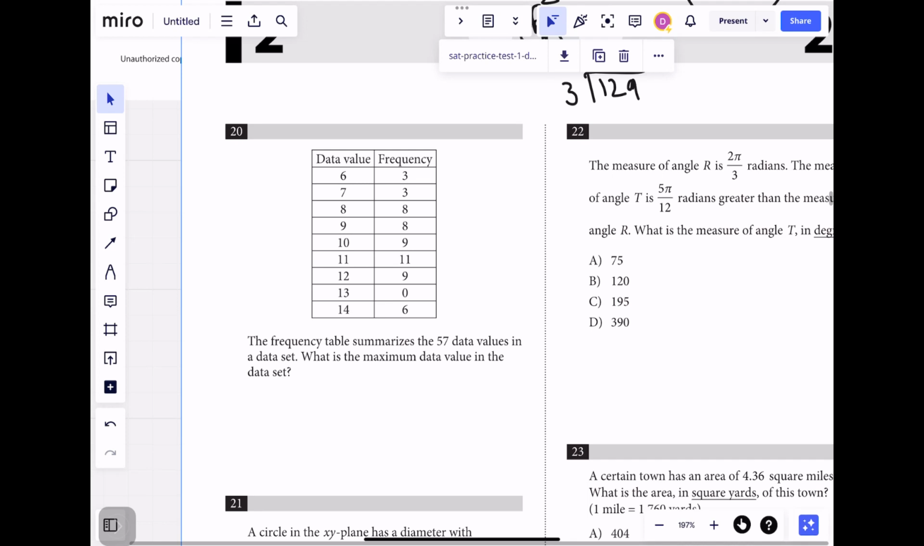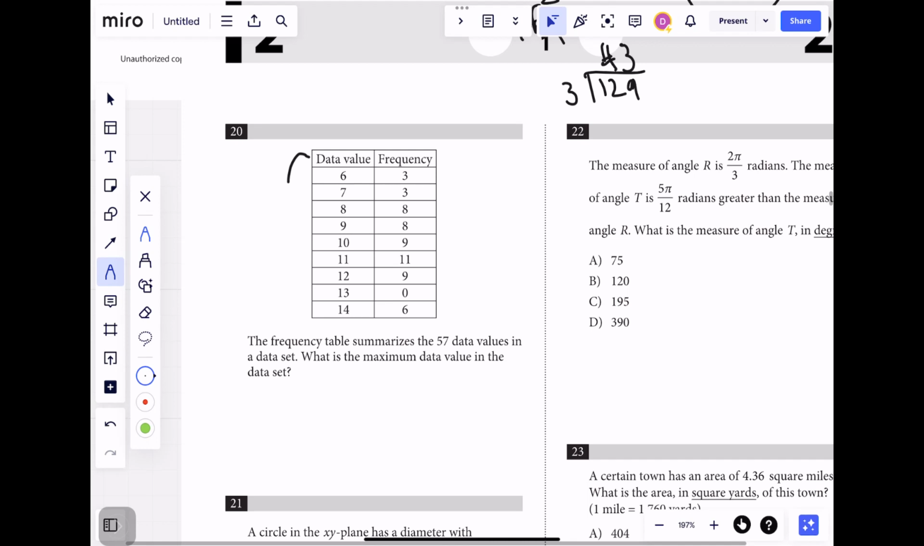The frequency table summarizes 57 data values in a data set. What is the maximum data value in the data set? So just asking for the biggest number in these values, which is 14. So the answer is 14.